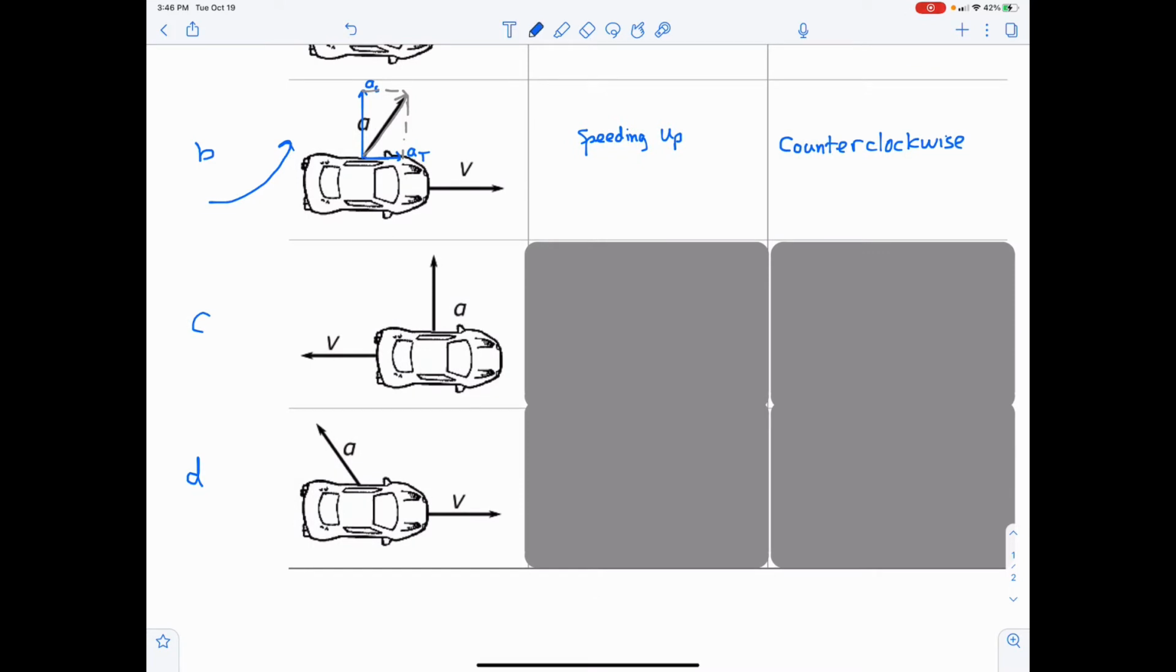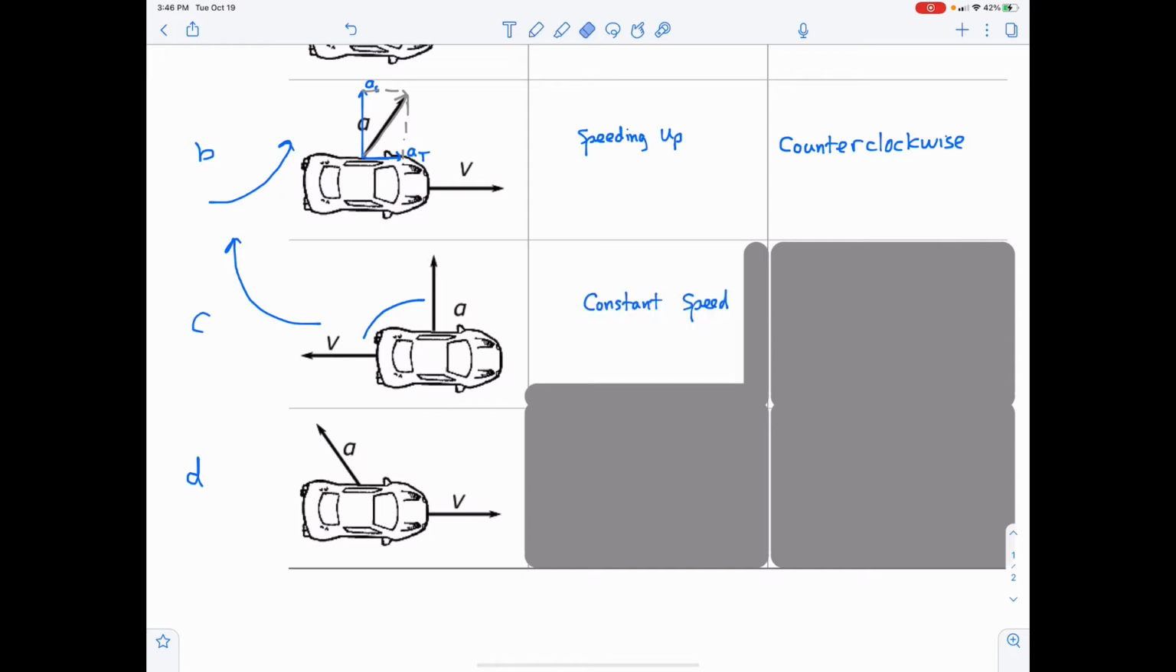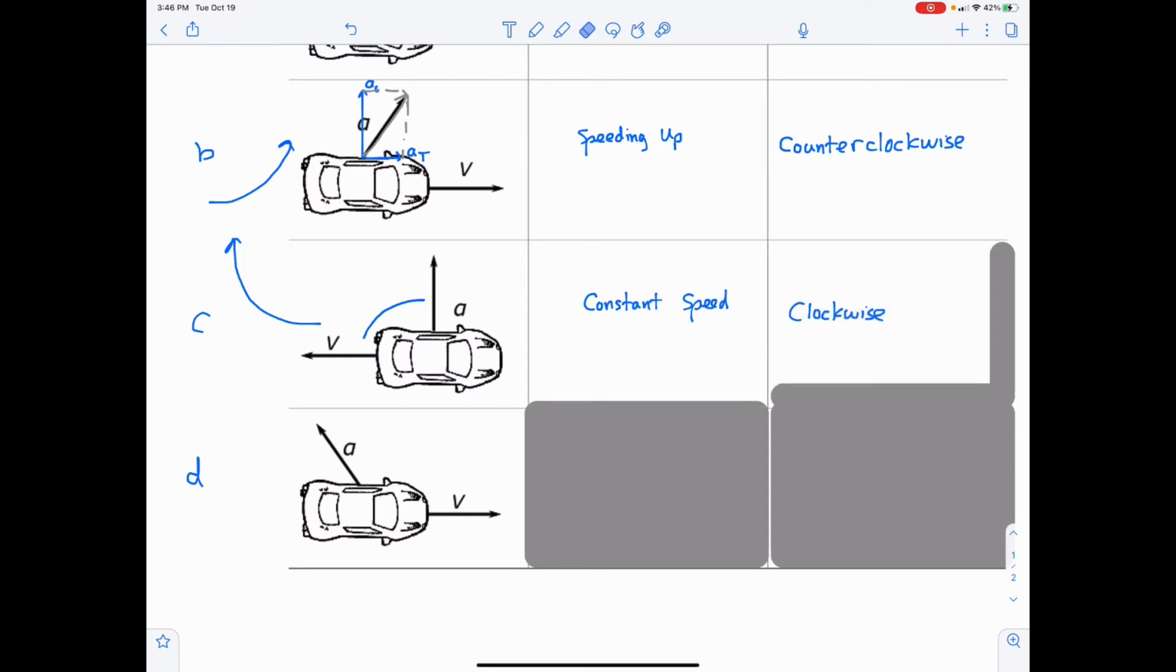Letter C now has the velocity coming out of the rear of the car, so we're backing up. Apparently we're backing up, but there's acceleration pointing to the left of the car again, which means we're curving this way. And since velocity is perpendicular to the acceleration, we're going to be moving at a constant speed in the clockwise direction.